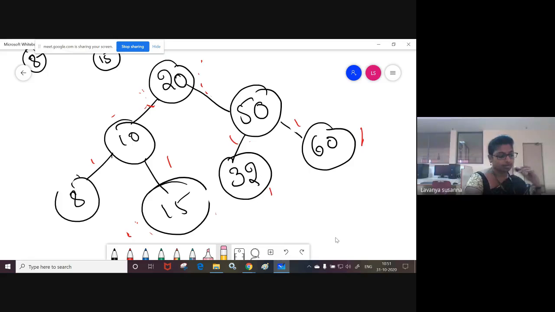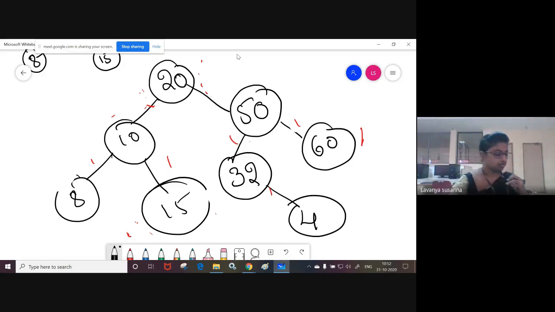Where to insert 46? 46 is greater than 20. That means you need to come to the right side. 46 is less than 50. That means you need to come to the left side. The left child there is 32. Compare with 32. 46 is greater than 32. So greater means as the right child. 46 only. Now, after inserting, once again find out the balancing factor for each and every node.